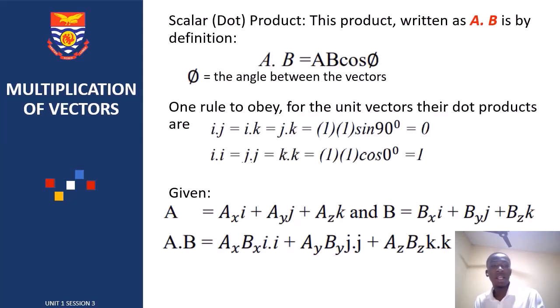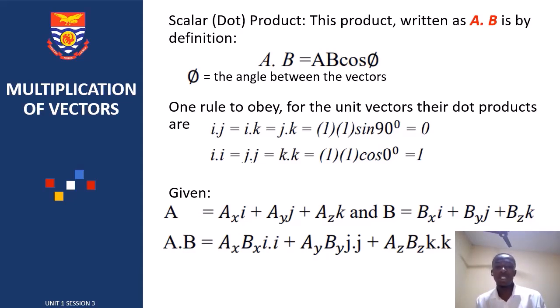Let's look at the other aspect of it where we multiply a vector and a vector. In the multiplication of vectors, there are two: the scalar product and the vector product, or the dot product and the cross product. So in case we have two vectors A and B and we are finding the dot product between them, it is always equal to AB cos theta, where theta is the angle between the two vectors.